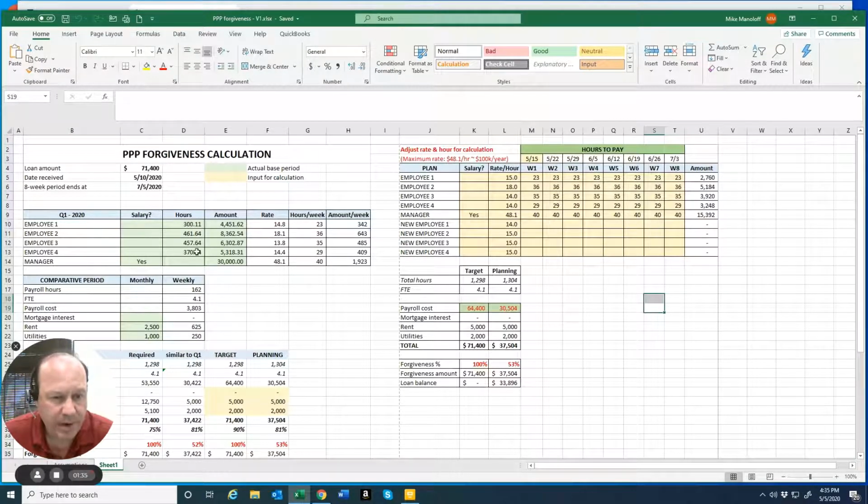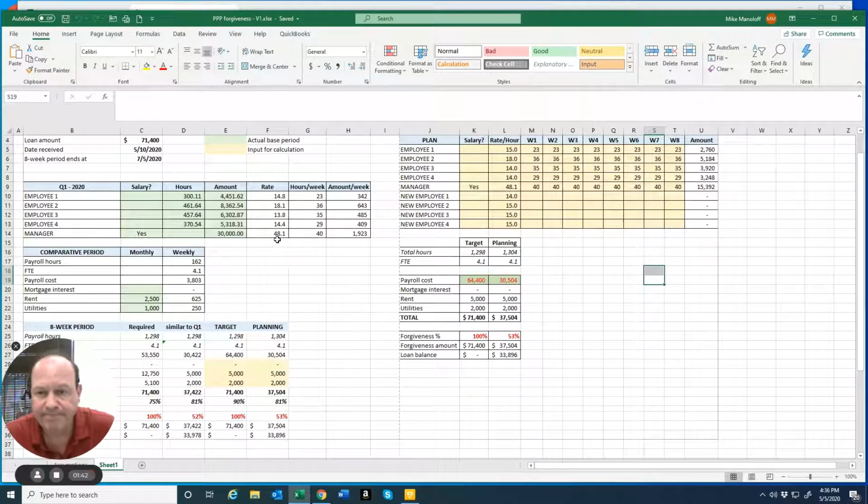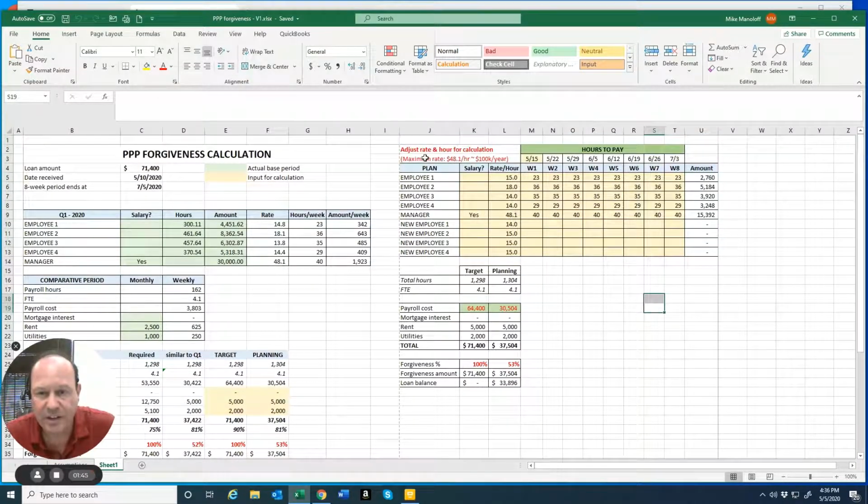So in this 8-week period, these were their numbers. Well, now we have to come down and adjust the rates for the calculations to come out with the hours to pay. One of the calculations here on the right-hand side is full-time equivalent hours. If you do not meet the same number of hours worked in an 8-week period of time, which in this case is May 10th, which is when the money is going to be funded.